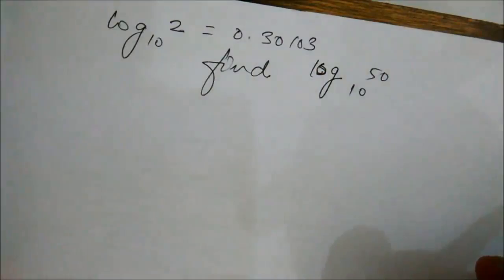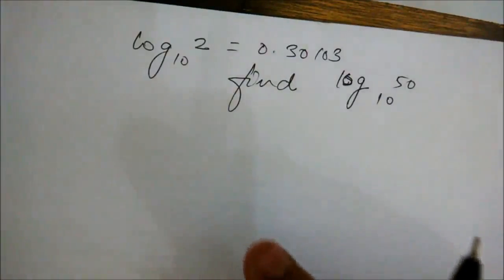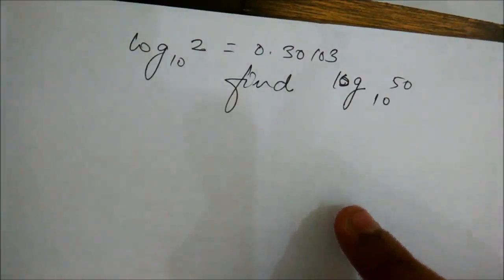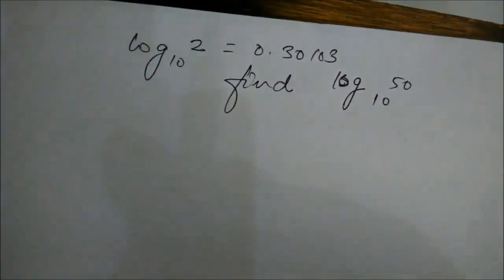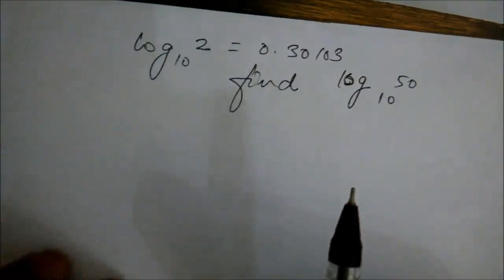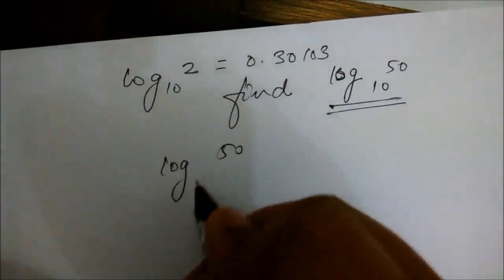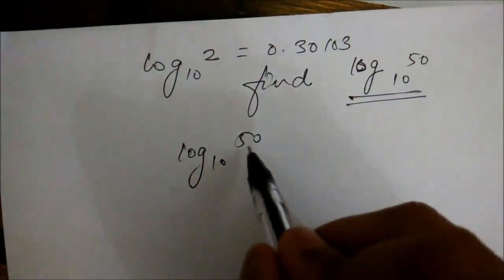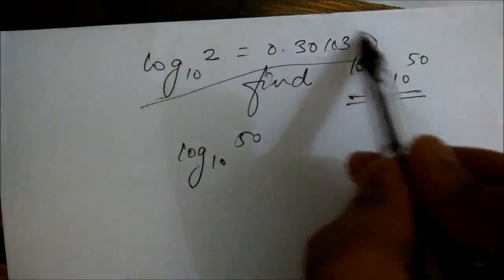Now let's go to the second last question. No, it's the last question. We have got log 2 to the base 10 is 0.30103, and we need to find the value of log 50 to the base 10. See, in this type of question, again, we'll concentrate on writing this log 50 to the base 10. So here what we need to focus on is how we can write this 50 so that we can use the value that is given in the question.